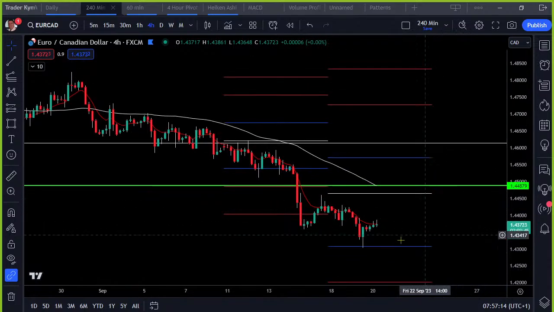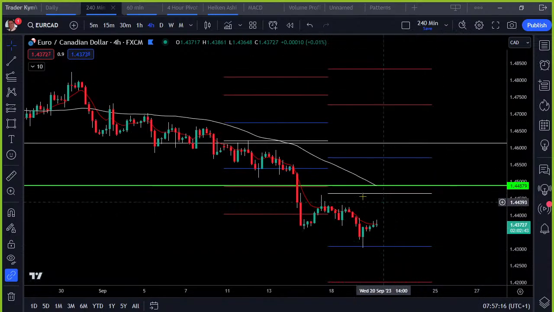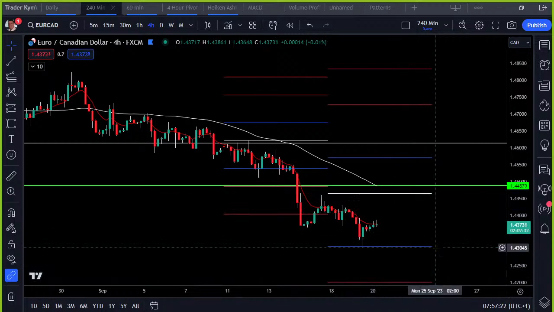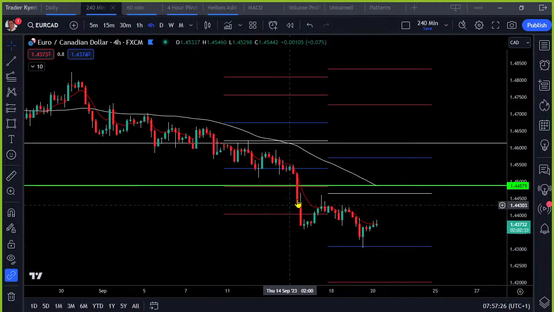Now, if it breaks the S1 this time, S2's in play because we haven't hit the daily weekly pivot. So the S2 could well, if it breaks the S1, we could be playing towards that S2. It's got a 75% probability if it breaks the S1 then.